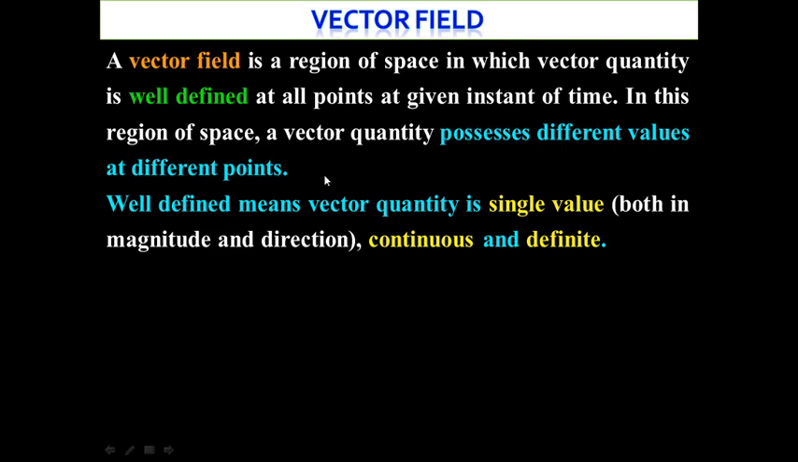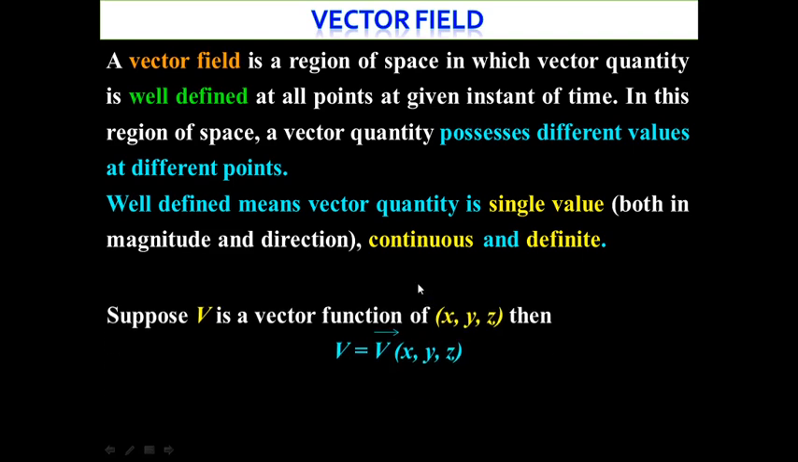Well defined means the vector quantity is single valued, because a vector has both magnitude and direction. So the vector quantity is single valued in both magnitude and direction, continuous and definite. Suppose V is the vector function inside the space. So V can be denoted by V = V(x, y, z), because V is the vector function.